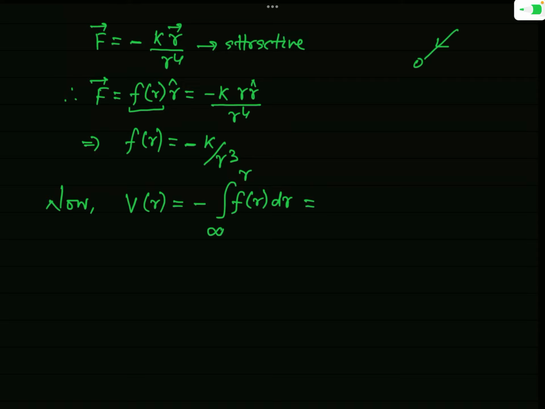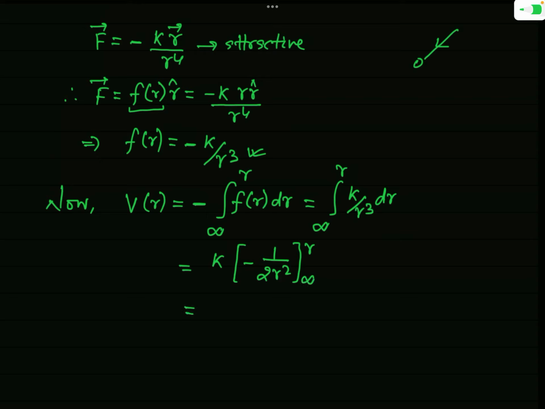Now let us substitute the value of F of r, which is defined here. Since F of r is minus K over r cube, and in this formula a minus sign is already present, when you substitute this value, what will be the result? The result will be integral from infinity to r of K over r cube dr. Okay? And now you can see K is constant, and the integral of 1 over r cube will be in fact minus 1 over 2r square. And limits are what? These are r and infinity.